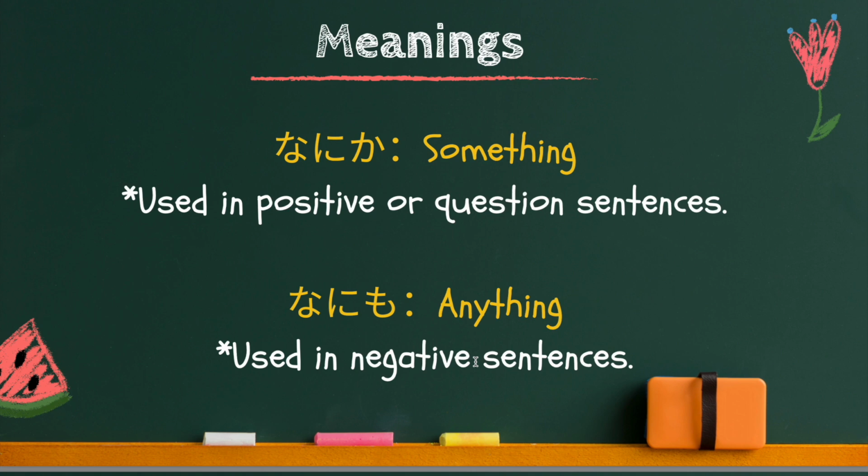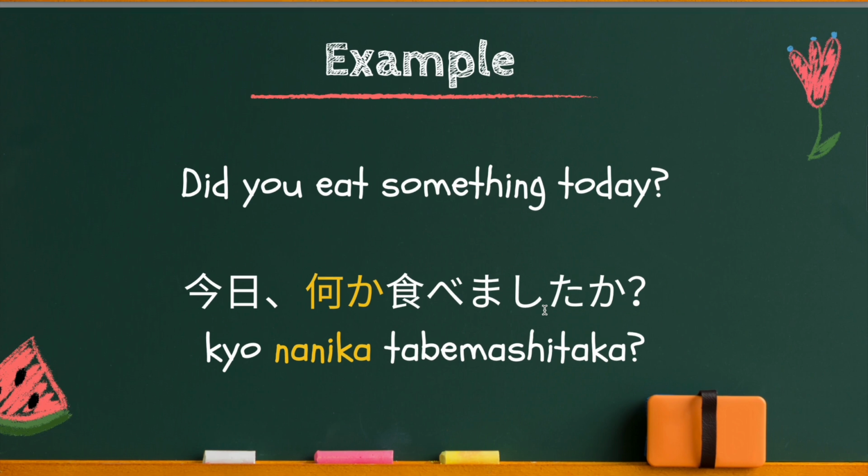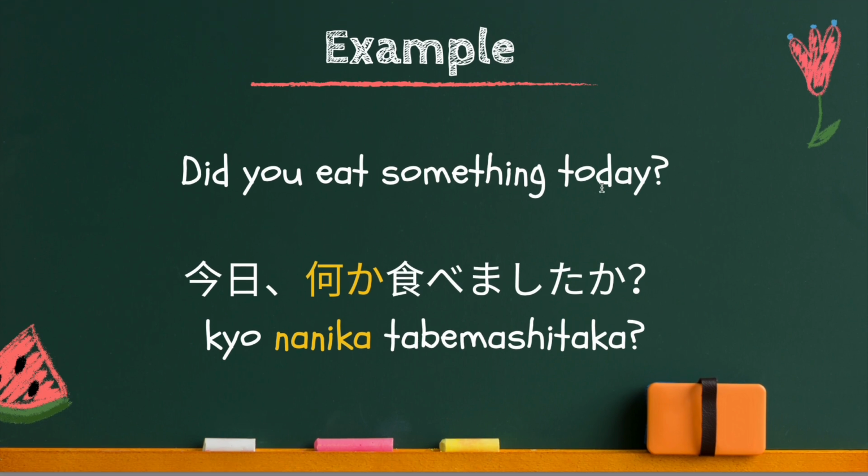So let me show you examples on how to use nanika and nanimo. First example. Did you eat something today? 今日何か食べましたか? So after 何か no particle needed. You can just throw them in before the verb. And in English it could be anything. Did you eat anything today, right? So 何か can be either anything or something, but in a question or positive sentences.